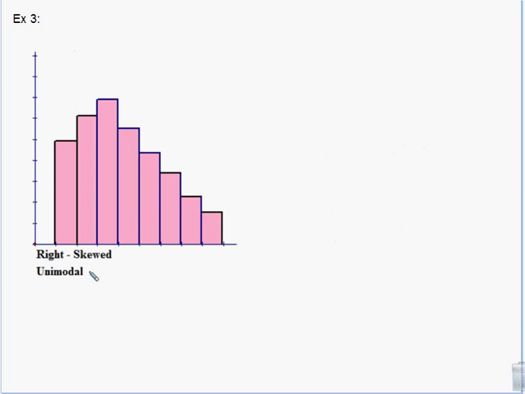Then you have right skewed. Now, right skewed is taller on the left. And that's because the data is skewed to the right. We have outliers over here on the right-hand side, so it's pulling our data further to the right than it should go. That's why it's called right skewed, but most of our data is on the left.